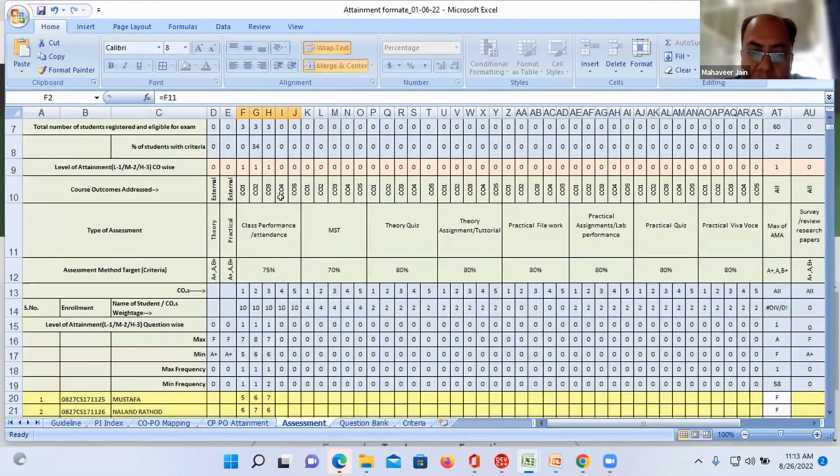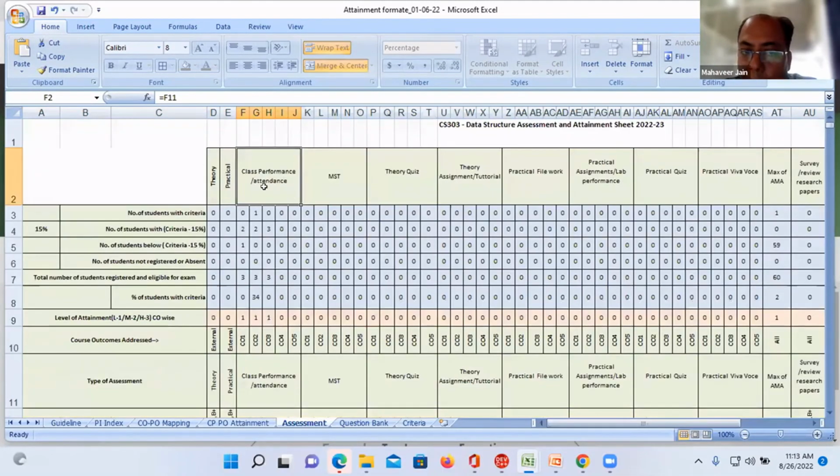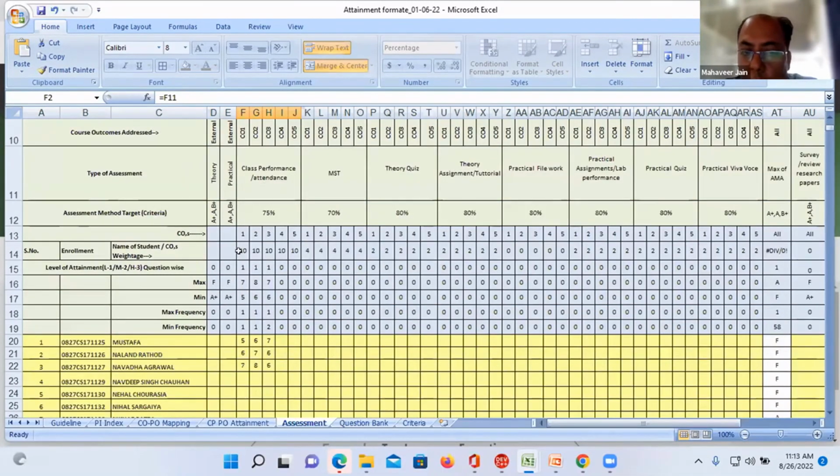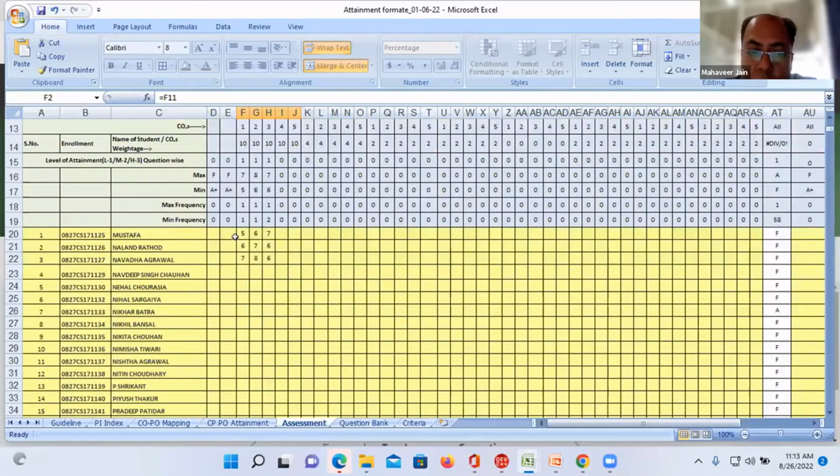Certainly, this is attendance, class performance and attendance. So you have written 10, 10, 10. So out of 10, how much attendance does the student have? Means if I conducted 10 lectures for CO1, and the student attended only 5. The first student attended 5, 6, 7. I can certainly write some number again. I think we also compile the attendance here. So you can put the CO-wise attendance.